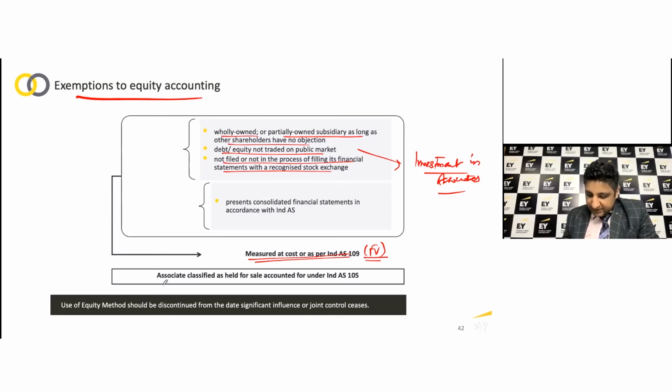In case an associate is classified as held for sale, just like a discontinued operation, it will be accounted as such, okay? It needs to be observed whether it's a disposal group if it's too small an entity, right? But usually it would fall within the definition or scoping of a discontinued operation. So you need to carefully assess that part also. Of course, in case the significant influence or joint control ceases to exist, then the equity method shall be discontinued.